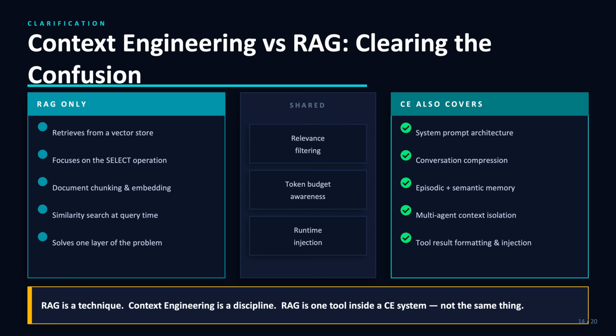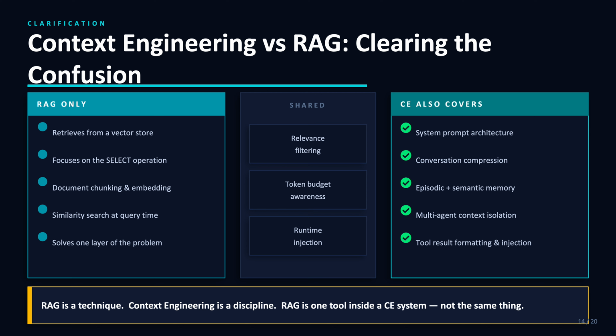People using RAG and context engineering as interchangeable terms. They're not. The three-column layout here is the clearest way I've found to show the distinction. On the left, what RAG only does. It retrieves from a vector store. It focuses specifically on the select operation. It handles document chunking and embedding and similarity search at query time. RAG solves one specific layer of one specific problem.